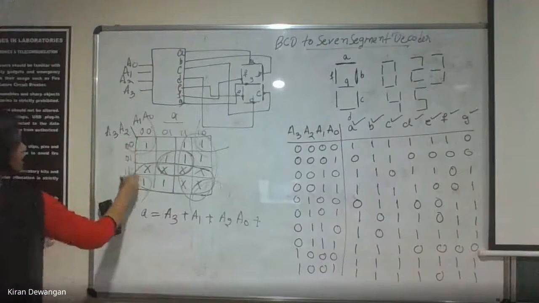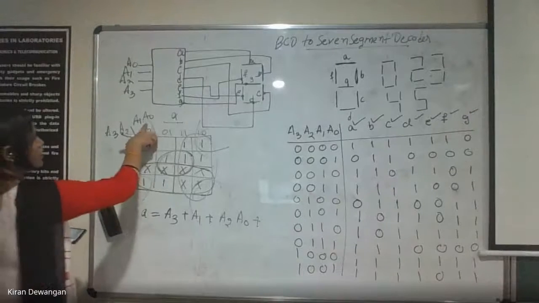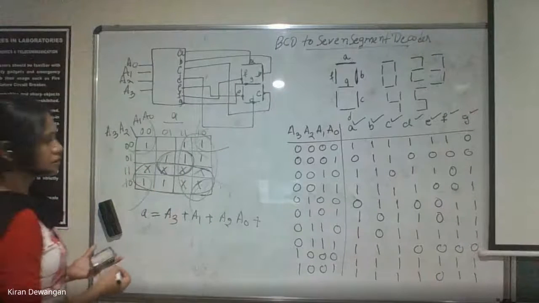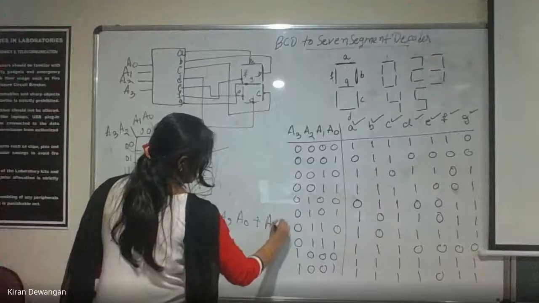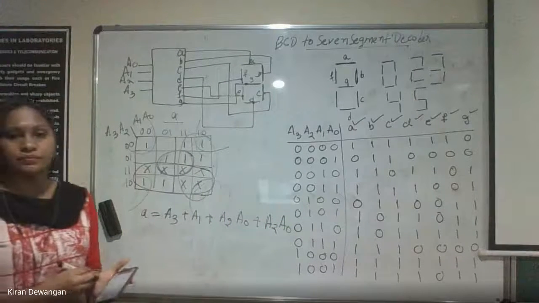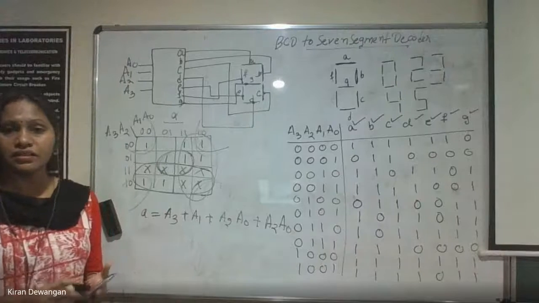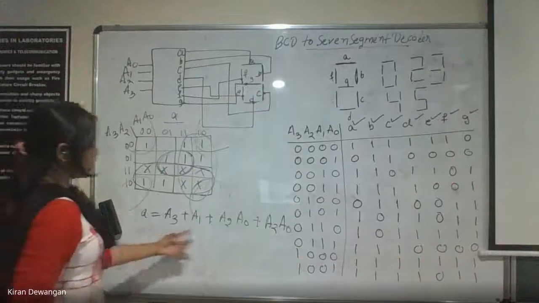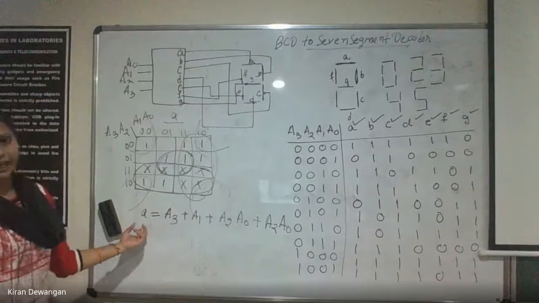What is common in these two? A2 is common, and in this one, A0 is common. So it will be A2 A0. Is it done? Clear, students? This is the output, the expression for A.